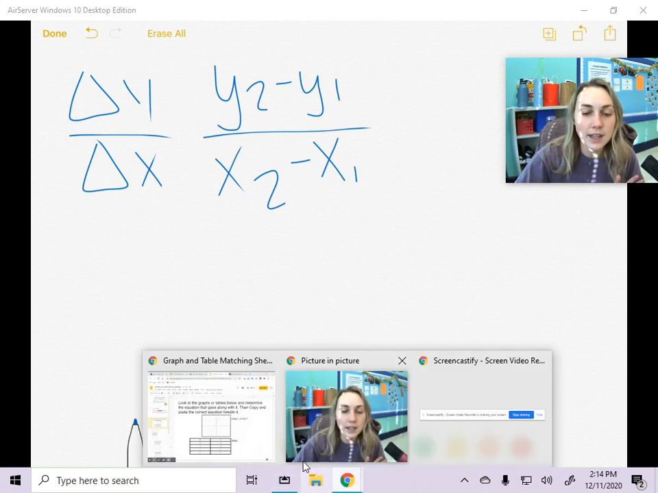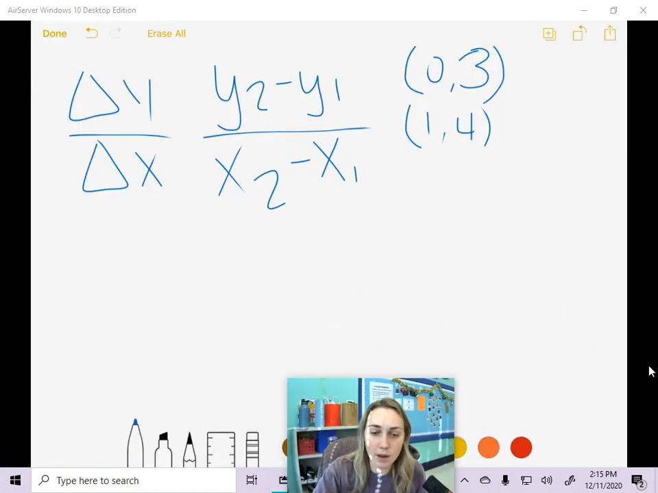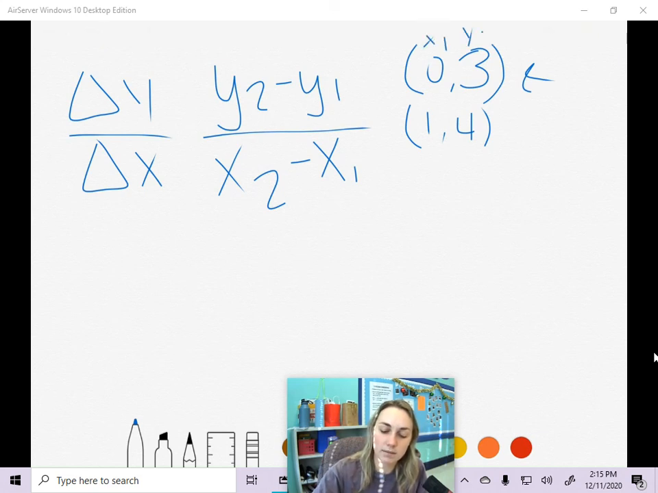So to find two ordered pairs, we need an x and a y. Well, here's an ordered pair right here. We have 0 and 3, because 0 is x and 3 is y, so I'll go ahead and put 0 and 3. And then the second ordered pair I have is 1 and 4. Okay, so that's my second ordered pair. Cool. So now let's label them as x1 and y1, and then x2 and y2. Since this is the first ordered pair I see, I'll make this x1 and y1. Since this is the second ordered pair I see, I'll make this x2 and y2.